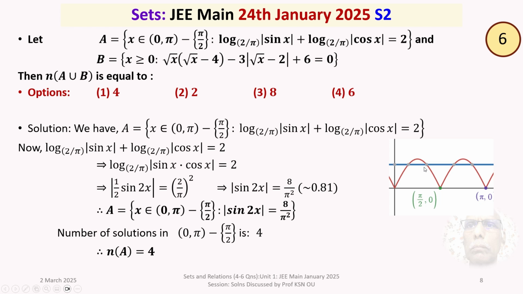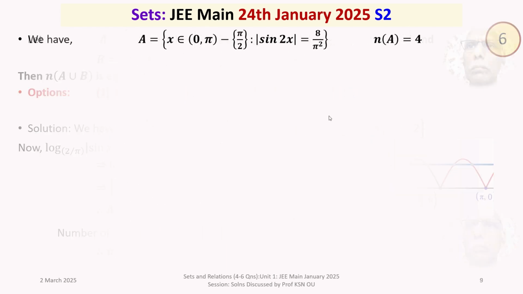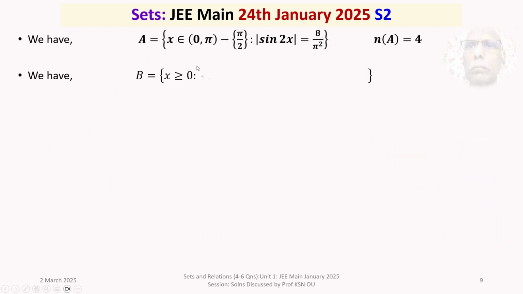Therefore, the values of x corresponding to these 4 points are the elements of A. Right. N of A is equal to 4. Right. And we move on to B.